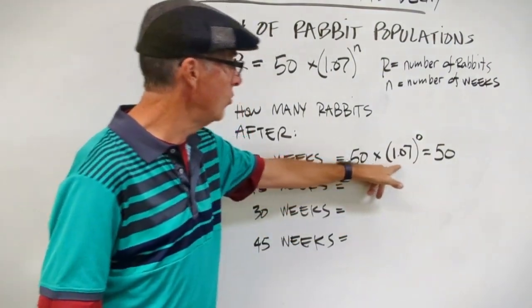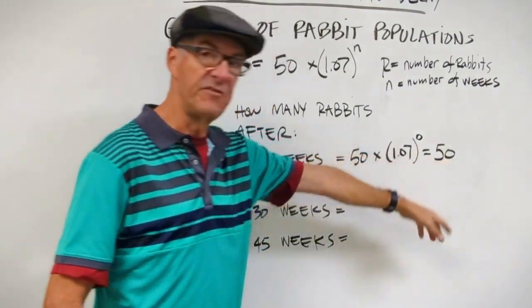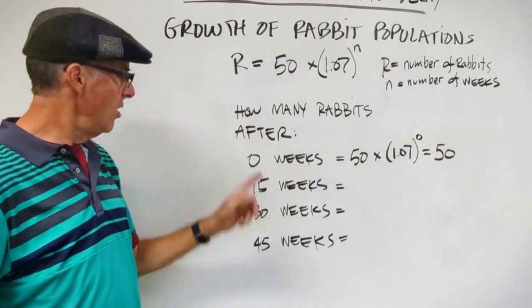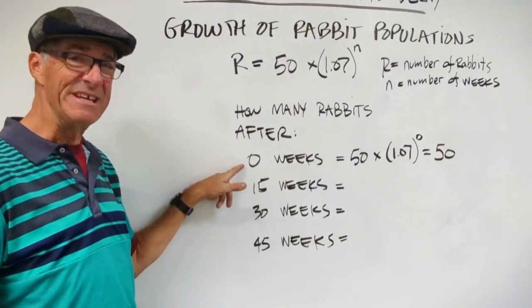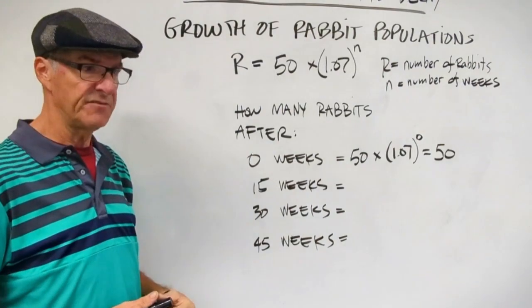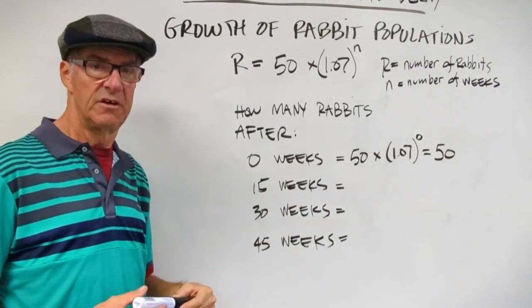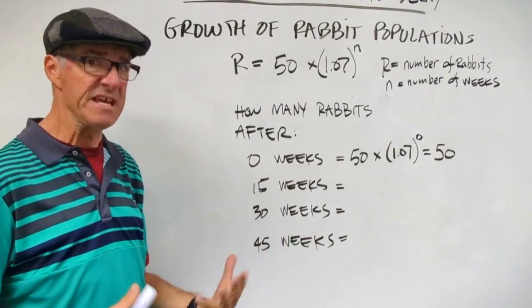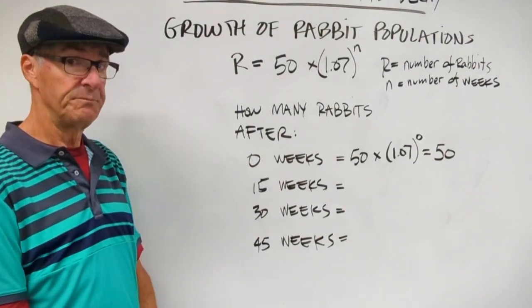So this term becomes 1 times 50 is 50. Now think about it for a minute. What does this question mean? What am I asking? How many rabbits after 0 weeks? We haven't started our experiment. What does that mean? Think about that.